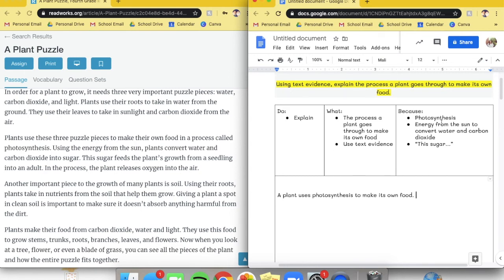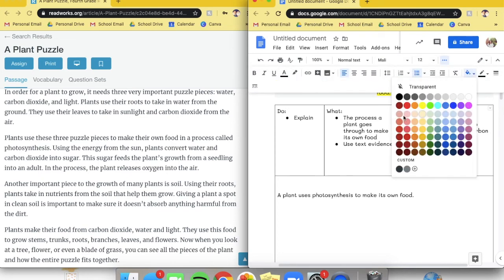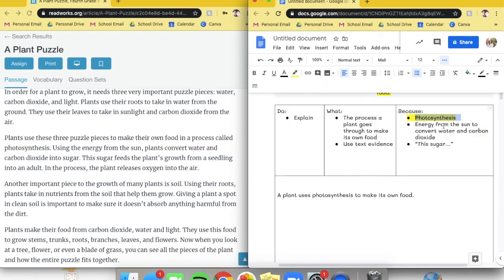Okay? So I've already used this top box. I'm going to highlight it. If I was writing on paper, I could check it off that says, yep, I've already covered that. That one. Perfect. Energy from the sun to convert water and carbon dioxide. Okay, I need to use that somehow. So when a plant goes through photosynthesis, it uses energy from the sun to convert water and carbon dioxide into sugar.